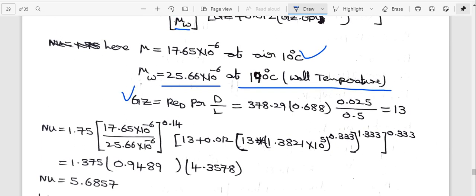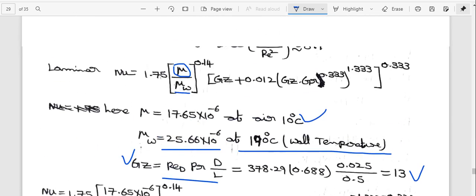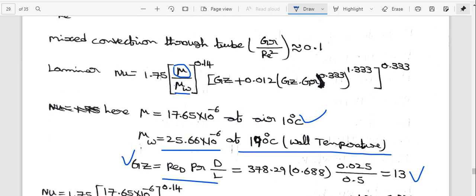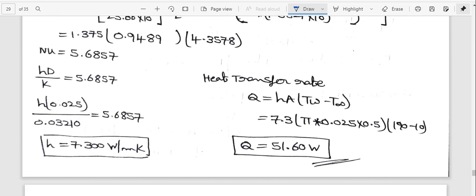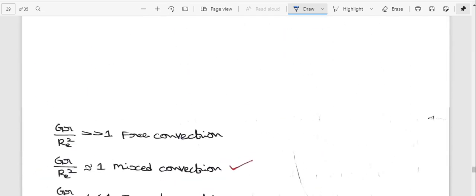So the Gz value is 13. We need to substitute all these values in the mixed convection through a tube equation. The Nusselt number formula is hD by k, so we can substitute the D value and k value in this equation. h is equal to 7.300 watt per meter Kelvin. The heat transfer rate is equal to hA(Tw minus T infinity). This is the Q value.